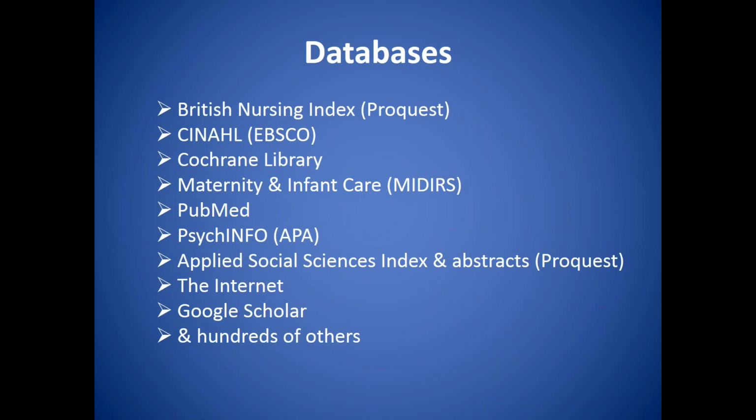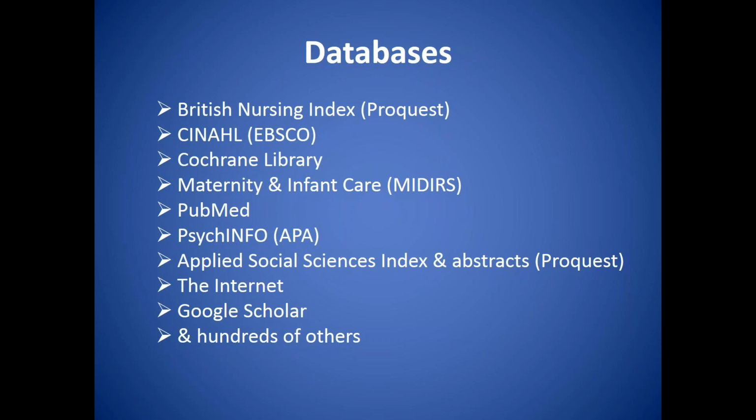So databases, there are hundreds of databases, hundreds and hundreds and hundreds. These are some of the most popular for healthcare in the UK. So you've got the British Nursing Index, which is now ProQuest. All the links are on the last slide. You've got CINAHL, which is a nursing and allied health one, the Cochrane Library for your systematic reviews that we've talked about, maternity and infant care, PubMed. PubMed is one of the big ones. You've got PsycInfo, that's actually the American Psychological Association. Applied Social Sciences Index and Abstracts, ProQuest, the Internet, Google Scholar, and there's loads of others.